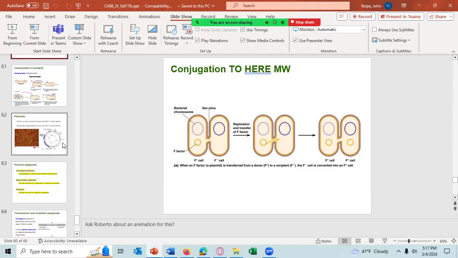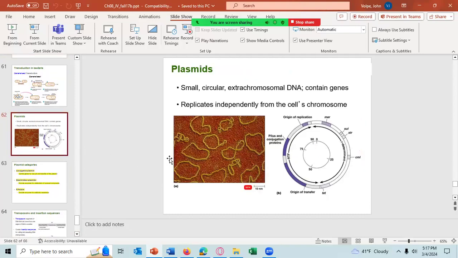The importance of plasmids is that a plasmid is much more likely to be transferred from one cell into another cell, meaning plasmids, especially by sexual conjugation, are much more likely to move from one cell to another. But plasmids are also a little more likely to move in transformation than chromosomal DNA, and a little more likely to move in transduction as well.